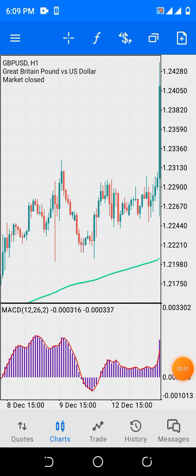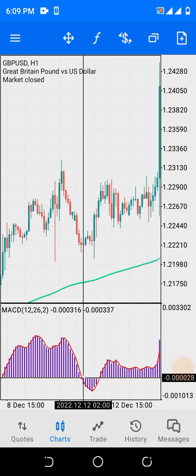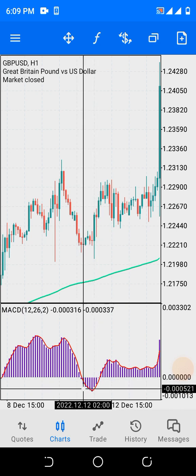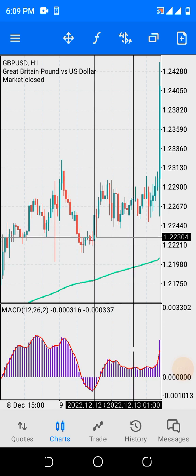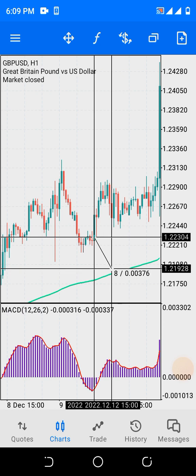The candlesticks are above the moving average, and the MACD is below the zero mark. Do you understand? So here is a MACD below the zero mark. So from here should be our entry, while our stop loss is at the moving average.